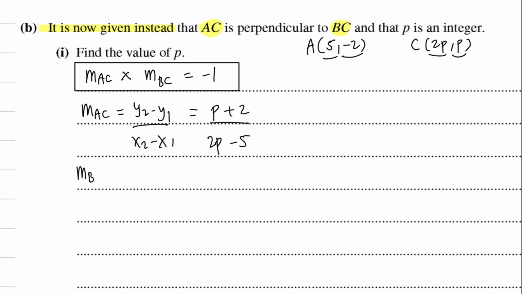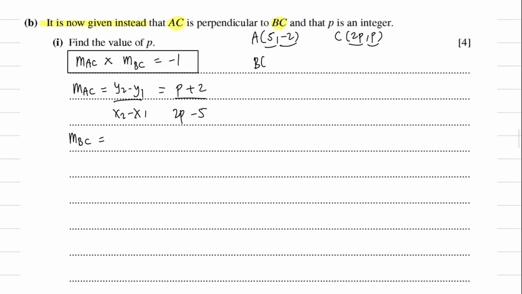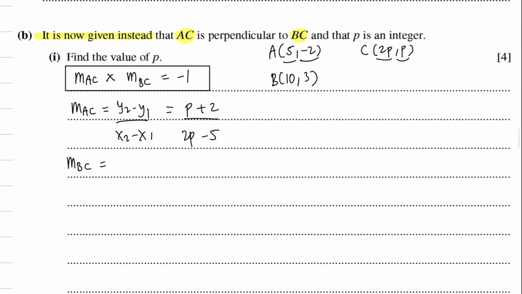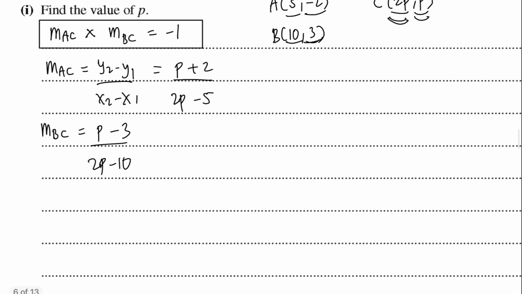And then we calculate the gradient of BC. The B coordinate, let's see, it's 10, 3. Yeah. And then just use the same formula. So y2 minus y1, p minus 3, over x2 minus x1, so 2p minus 10. Now, because they are perpendicular, when we multiply these two together it must equal -1.